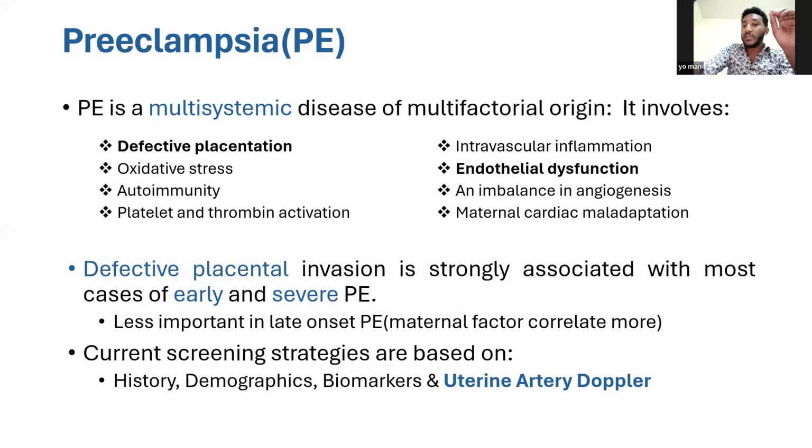But if there is defective placentation, it is associated with most cases of early and severe PE. That means the spiral arteries remain convoluted, they are not patent, they decrease in diameter, which results in resistance in the uterine circulation. So that's what we call defective placentation.